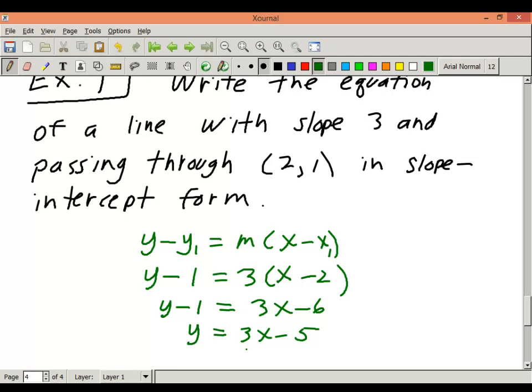But if you put in the point 2, 1, if you put in 2 for x and 1 for y, it would make the two sides of the equation equal. You could do that as a check. Okay?